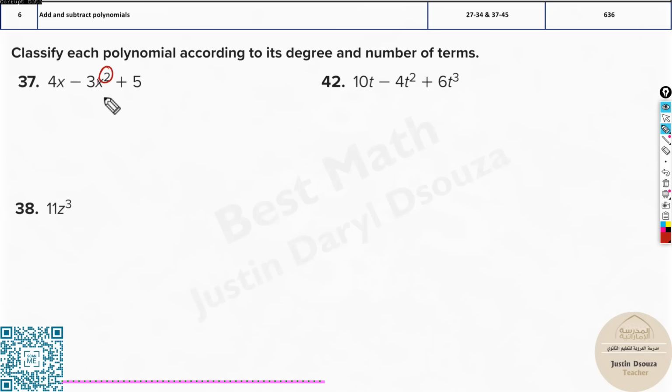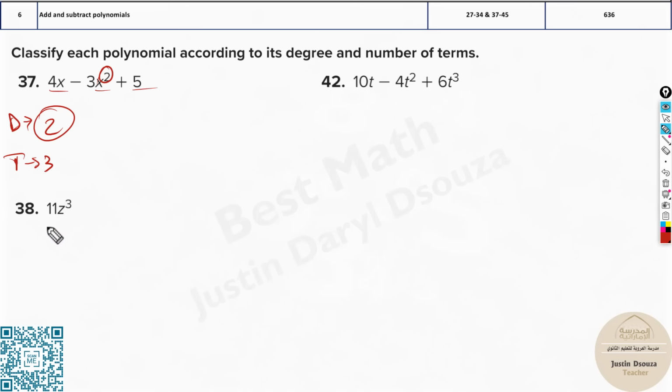It is the highest power of the variable. It's power 2. Degree is 2. Now what about the number of terms? How many terms are there? 1, 2, 3. So degree is 2, terms are 3. What about over here?